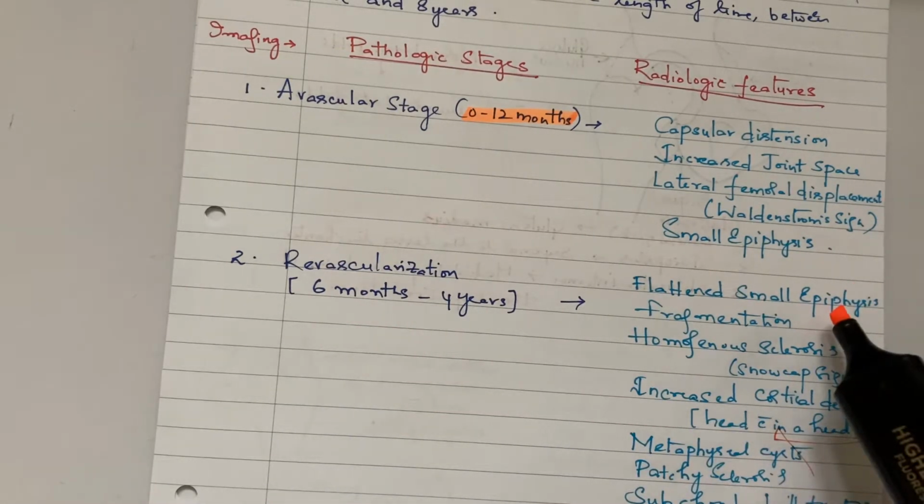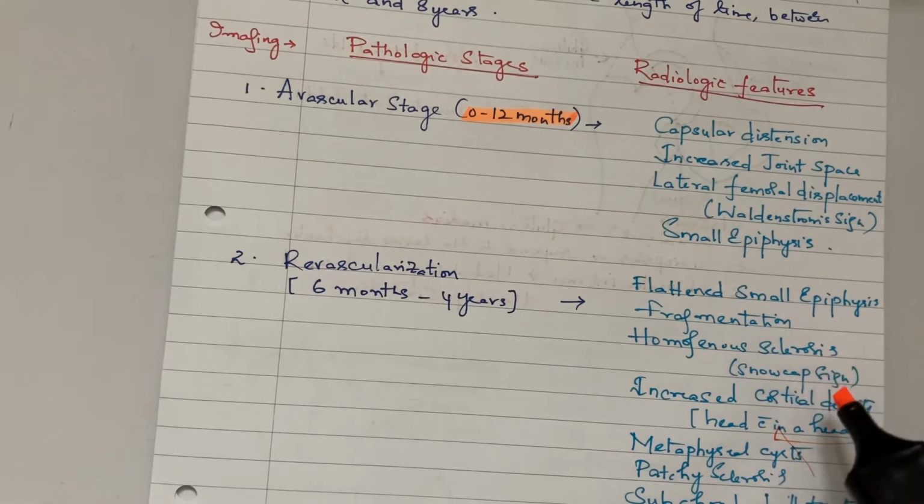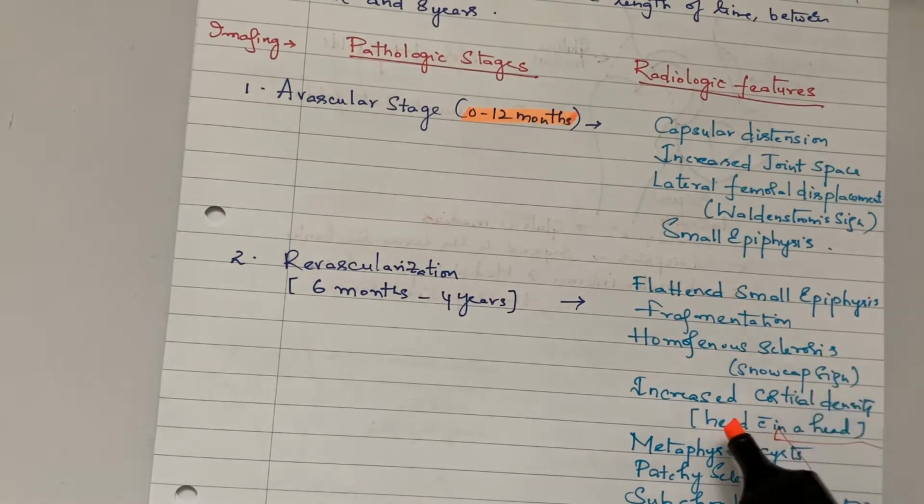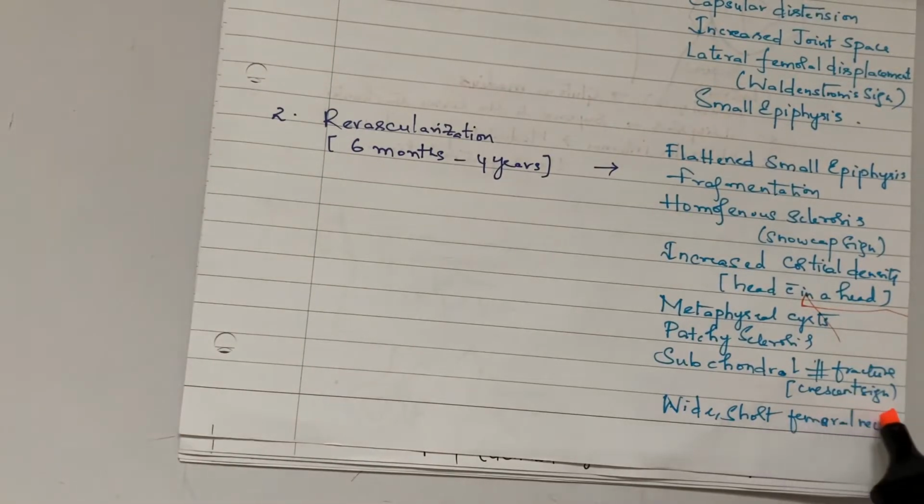There will be a flattened, small epiphysis, fragmentation of the epiphysis, and sclerosis of the epiphysis leading to the snow cap sign, with increased cortical density giving a head within a head appearance. A metaphyseal cyst will be there, and patchy sclerosis. Subchondral fractures will be there, giving the crescent sign. A wide, short femoral neck will be there.